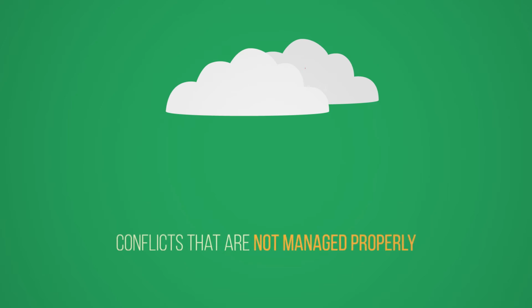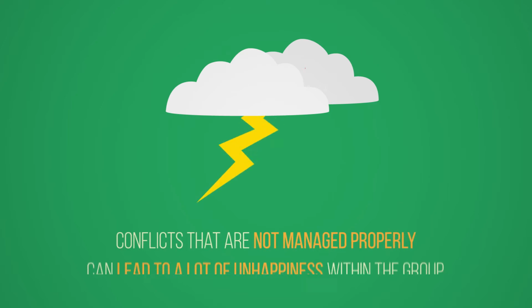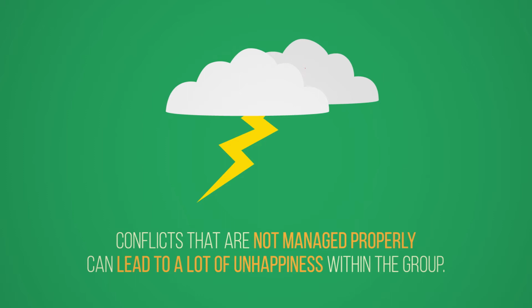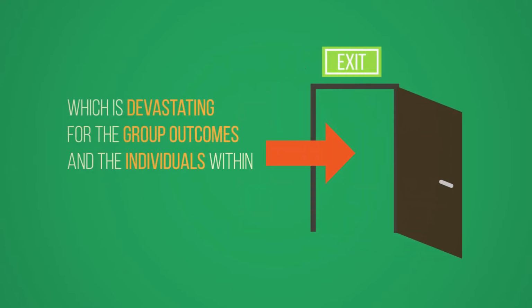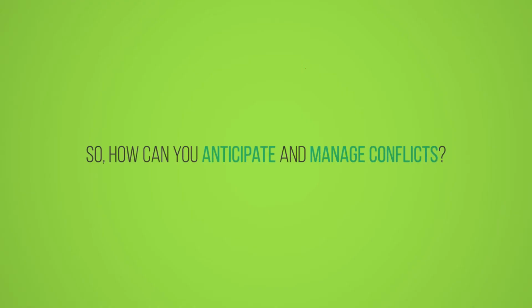Unresolved conflicts, or conflicts that are not managed properly, can lead to a lot of unhappiness within the group. In the worst case scenario, some group members might choose to quit the group, which is devastating for the group outcomes and the individuals within the group. So, how can you anticipate and manage conflicts?